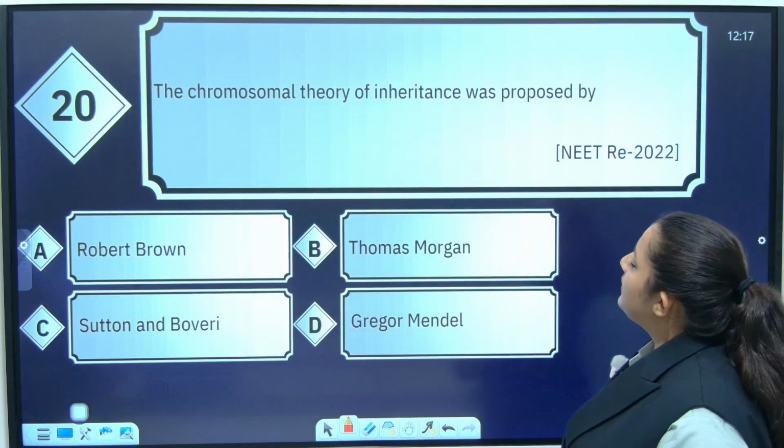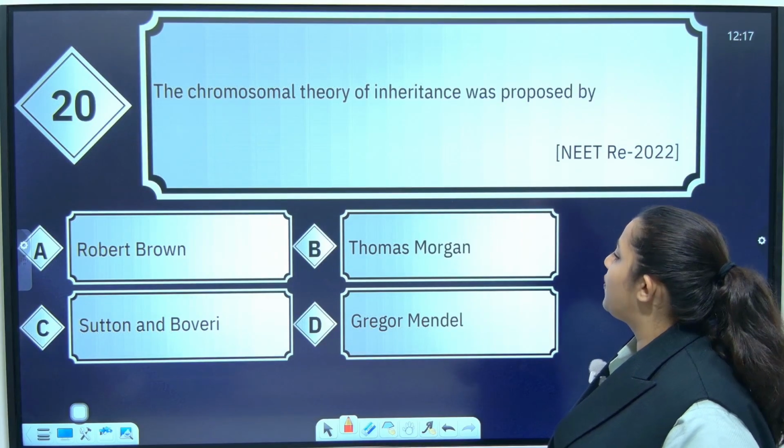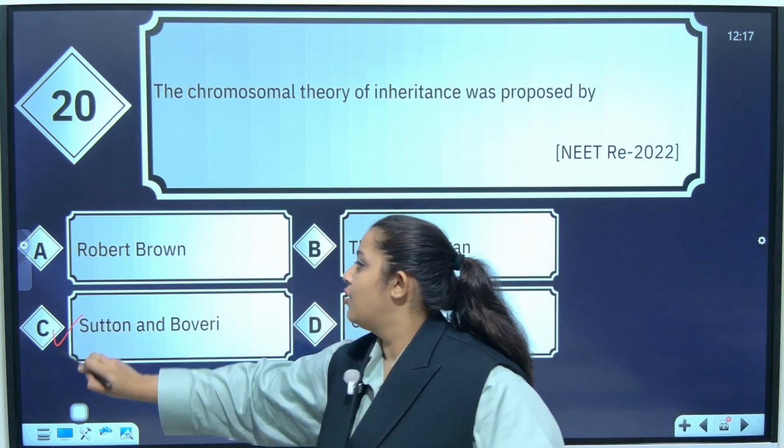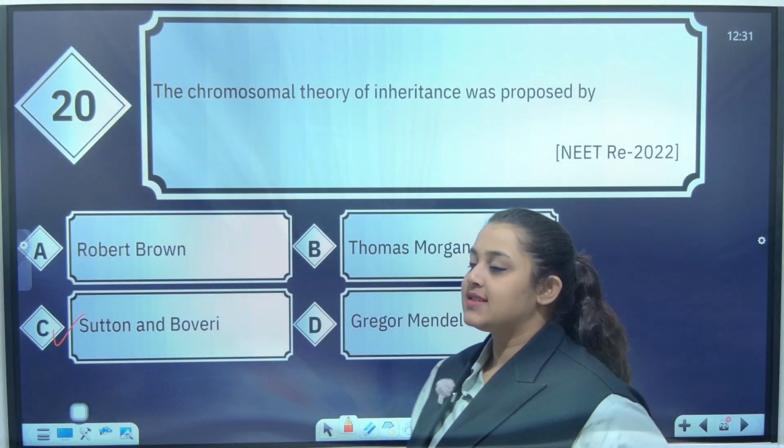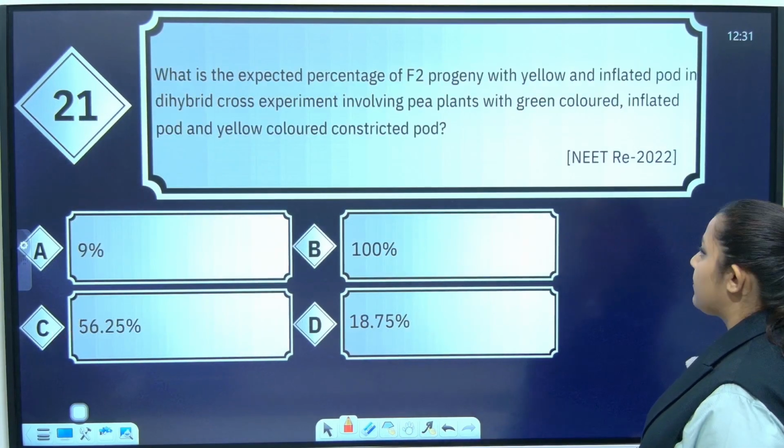Next one, the chromosomal theory of inheritance was proposed by Sutton and Boveri. The answer is C. All right, so let's continue with the next question.